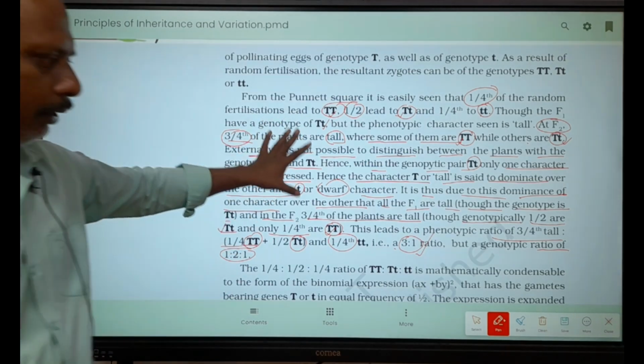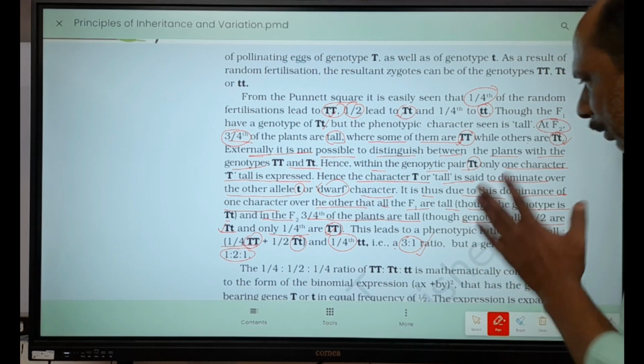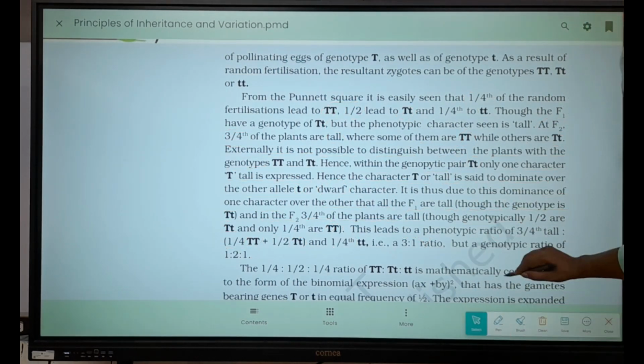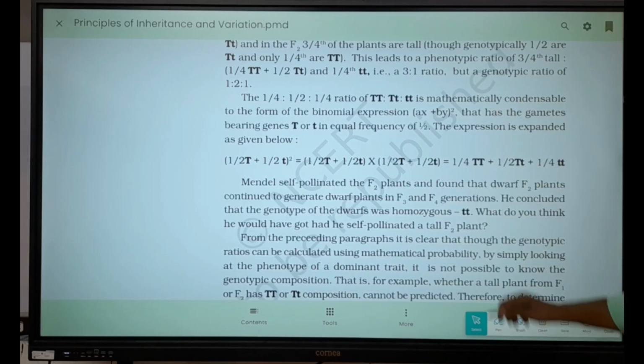We already read this in the last class, but here it is. Now here, how did he explain it mathematically or statistically?